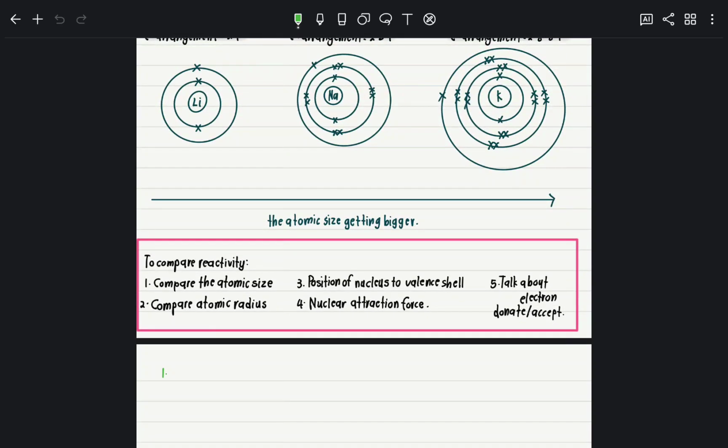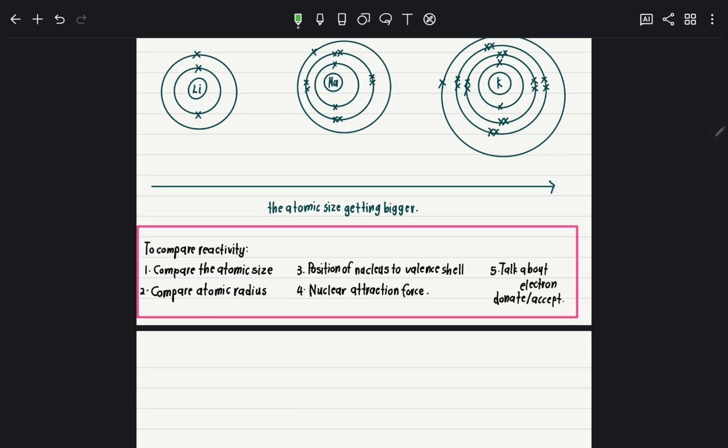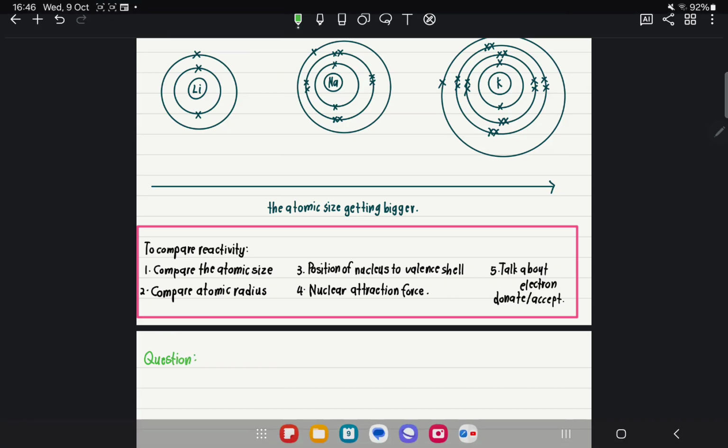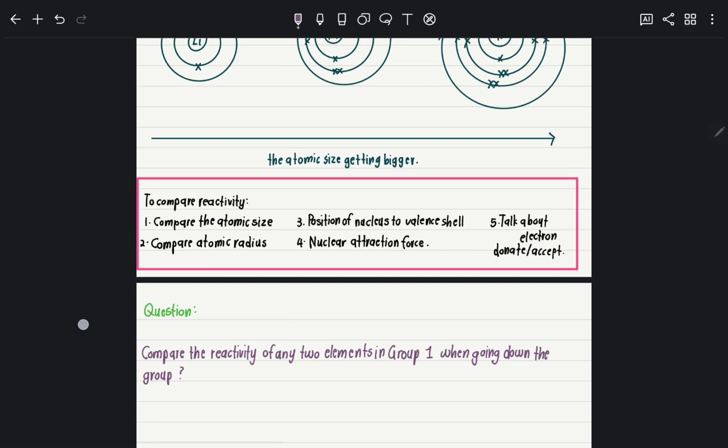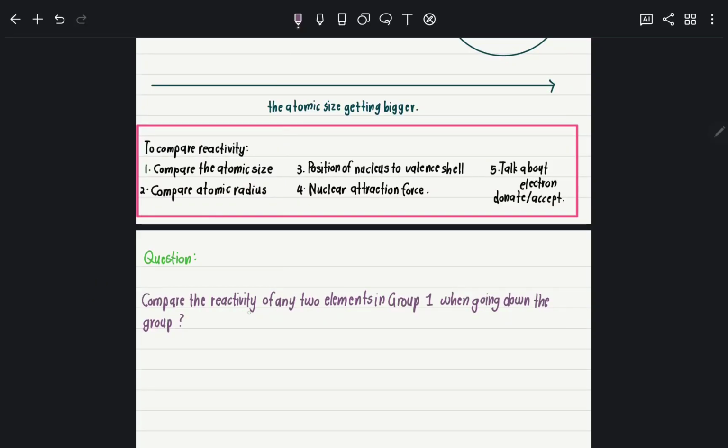We all know that the first sentence should be the atomic size. Right? Okay, fine. Since we said atomic size, I'll just give the question. Okay, this one is the question. Compare the reactivity of any two elements in group 1 when going down the group.